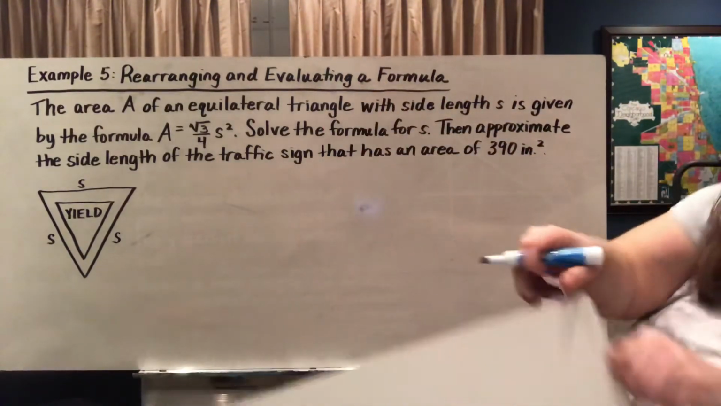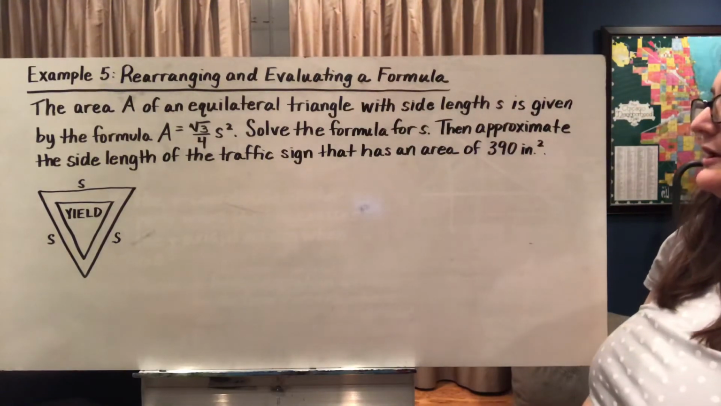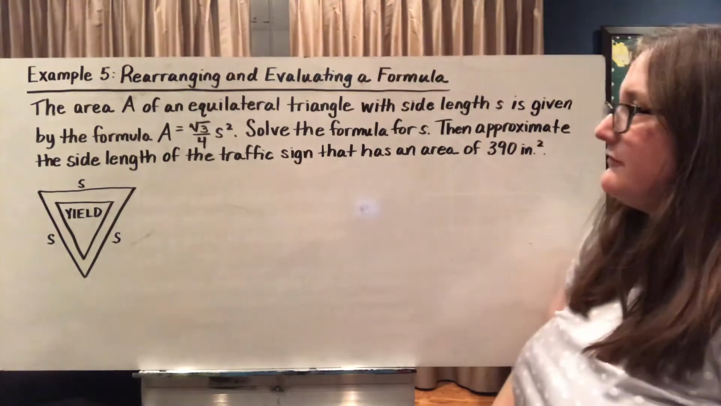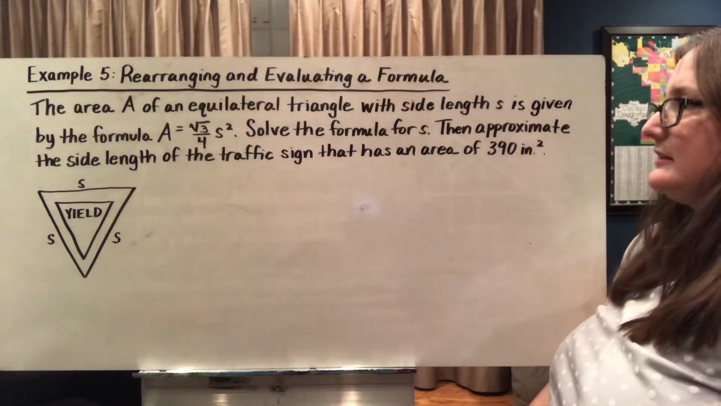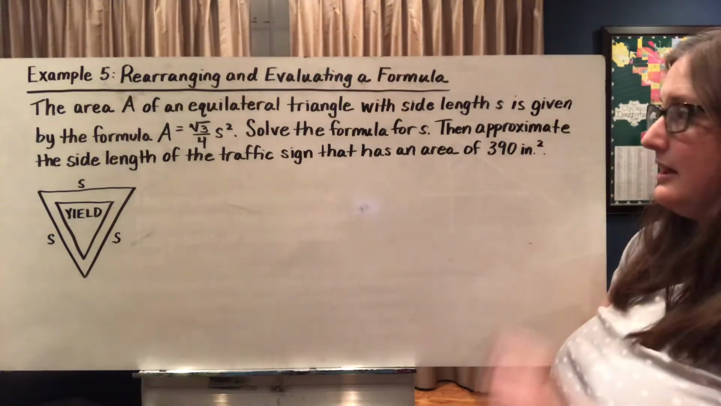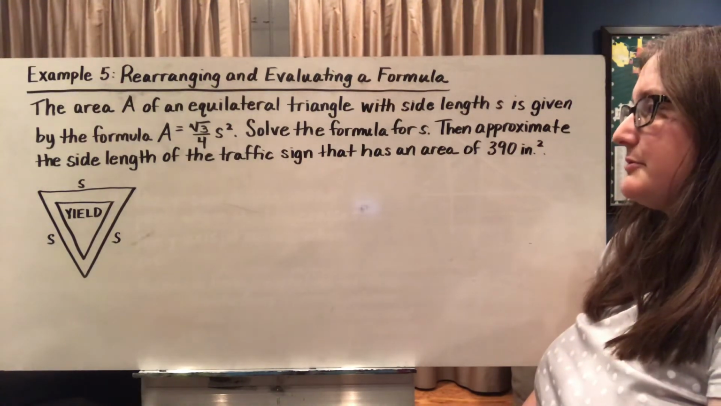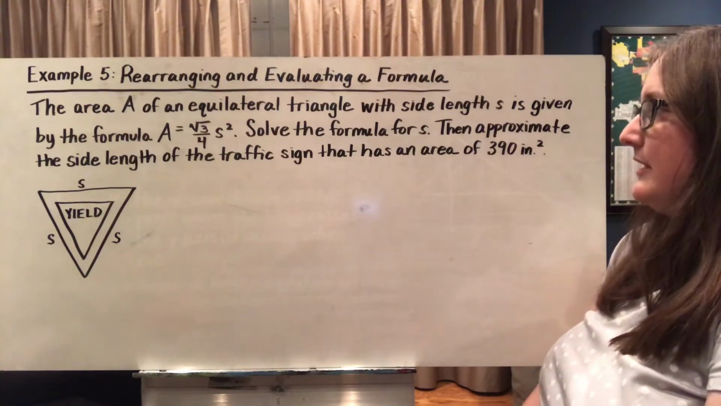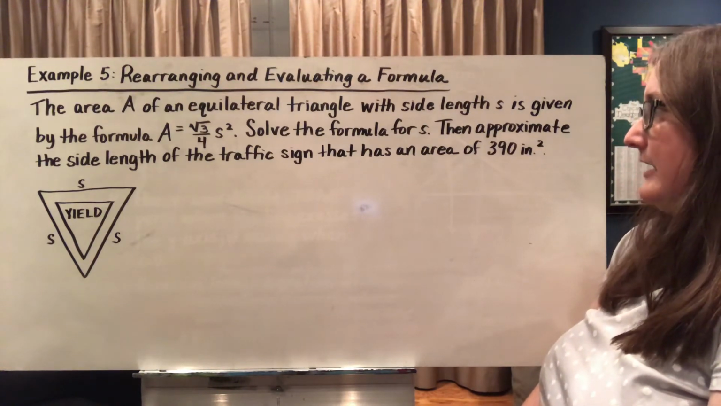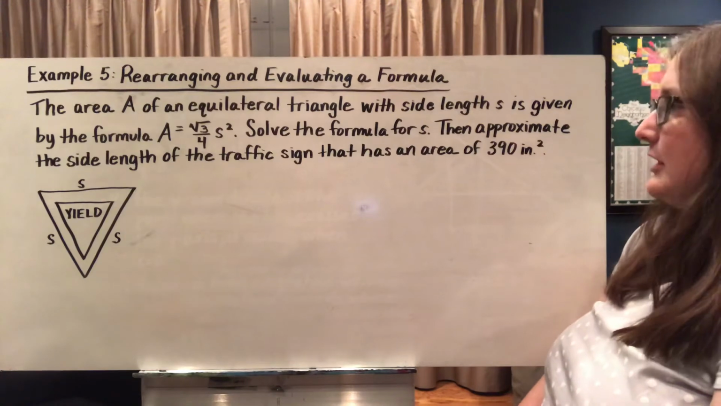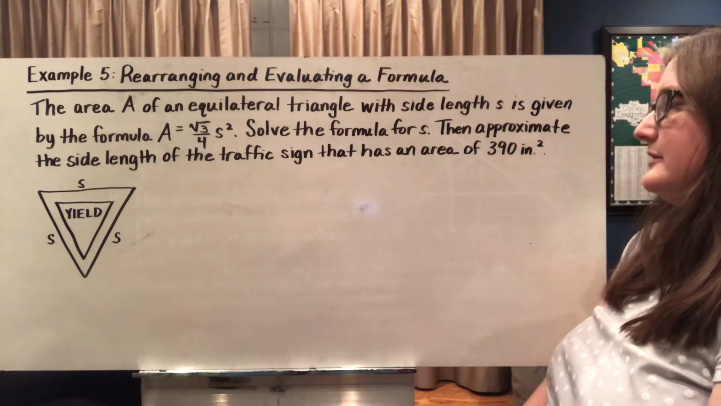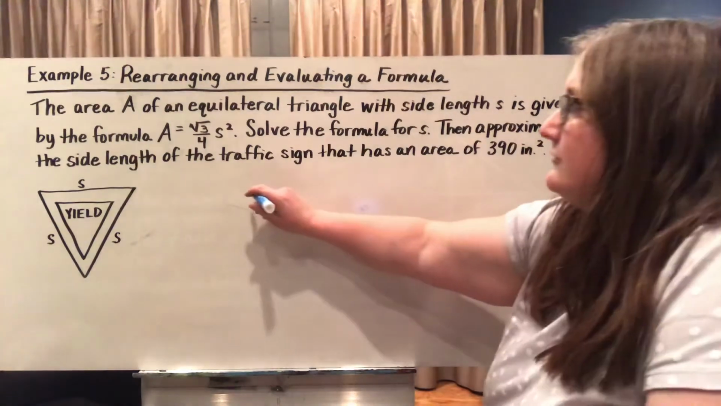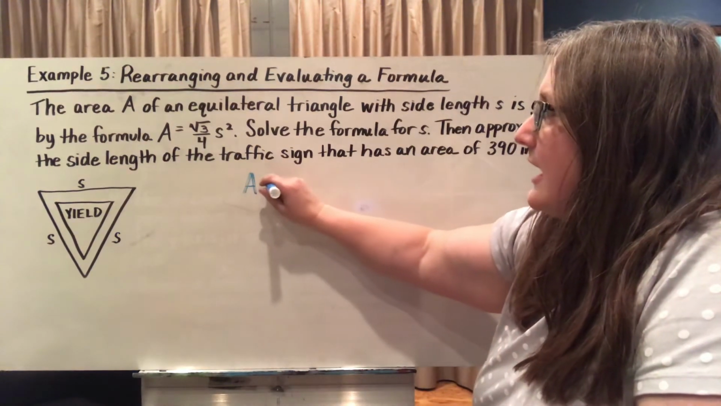Let's take a look at one more problem. Rearranging and evaluating a formula. So the area of this equilateral triangle sign here with a side length of s is given by the formula A equals the square root of 3 over 4 times s squared. We want to solve the formula for s. After we do that, we're going to approximate the side length of a traffic sign that has an area of 390 inches squared. So let's just start by taking a look at the formula.